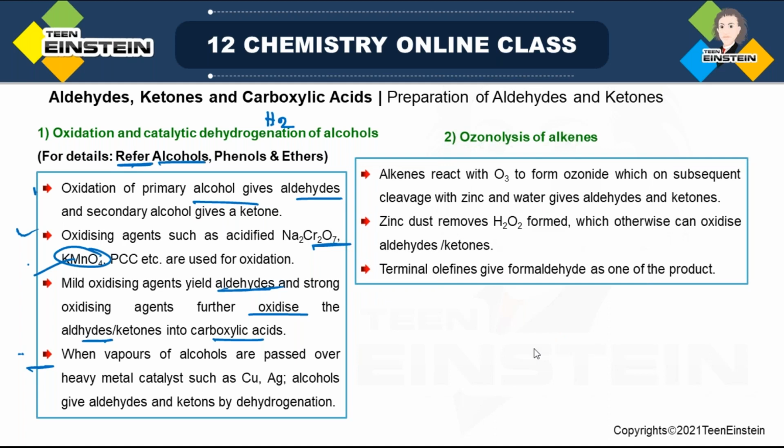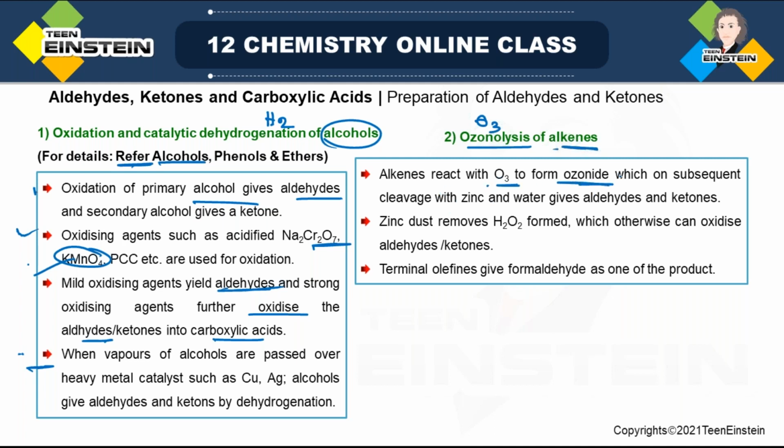The second method is ozonolysis of alkenes. In the previous case, alcohols were the starting material for the preparation of aldehydes and ketones, but now alkenes are the starting material. And as we have mentioned, ozonolysis, so obviously we will use the gas ozone here. In this process, alkenes react with ozone gas.